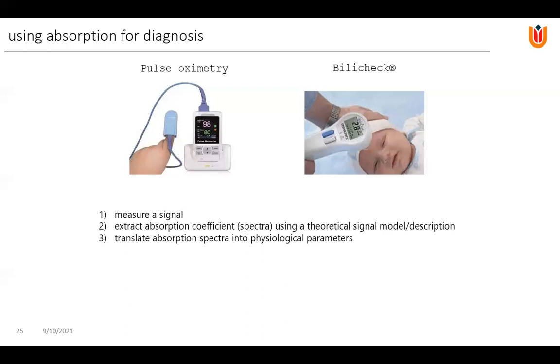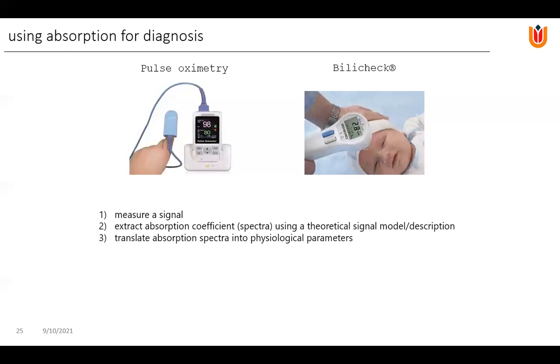Basically, the three steps that we're trying to do here: first, measure, shine light, and detect the light that comes out. Then, from that measured signal, we try to extract an absorption coefficient, an absorption spectrum, using some kind of theoretical model for that signal. So we have a model for the signal, and we try to fit the data in terms of that model.